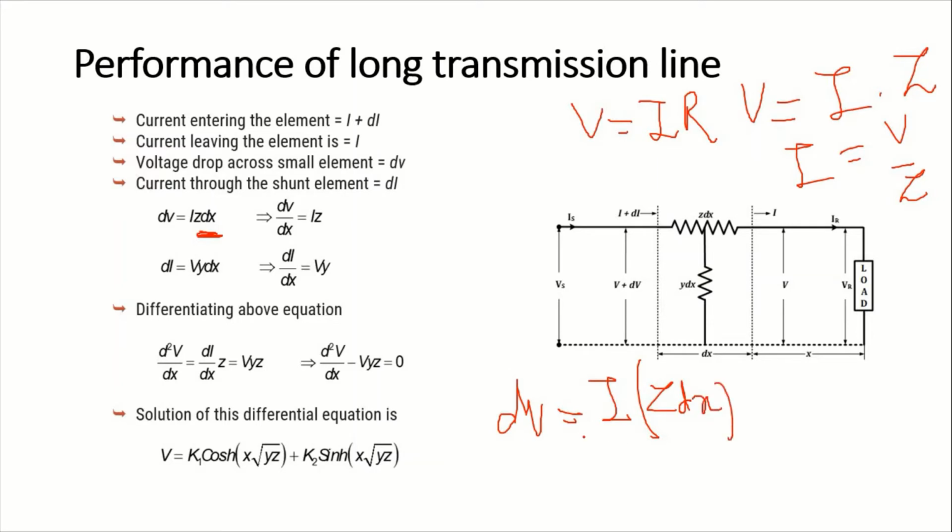From this equation, dx can be taken to the left side, so we can write dV upon dx is equal to I into Z. This becomes equation number 1.